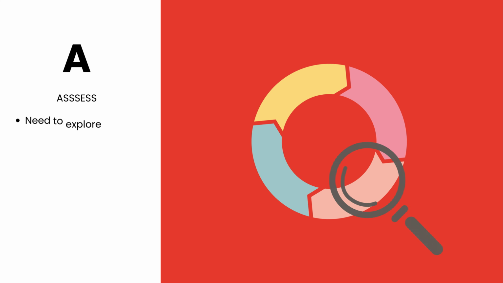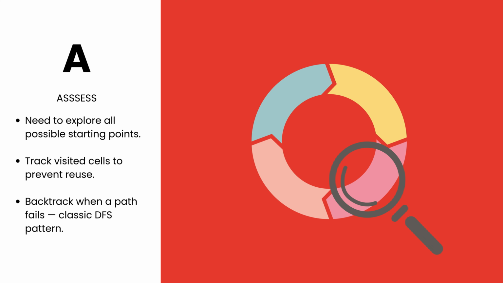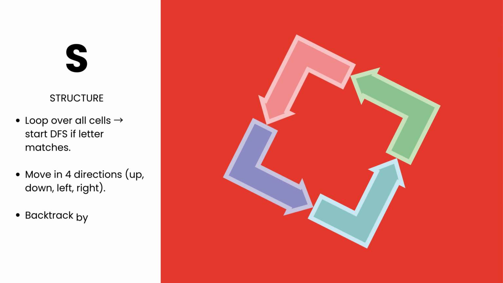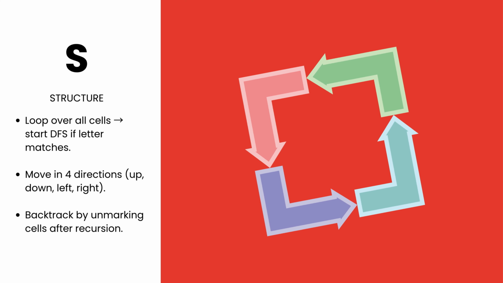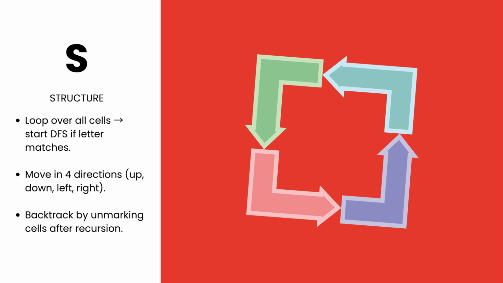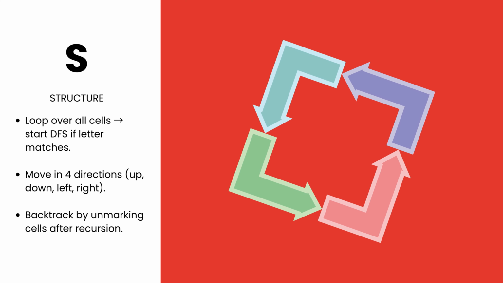We compared approaches and quickly saw that brute force isn't practical. Checking every possible path without structure would explode in complexity. The elegant solution is backtracking with depth-first search, trying each starting point and exploring all possible directions while marking visited cells to avoid repeats. Our plan was clear. Loop through each cell in the grid, start a DFS whenever the first letter matches, move recursively in all 4 directions, mark cells as visited during the search, and backtrack afterward. If we ever reach the end of the word, we know it exists in the grid.